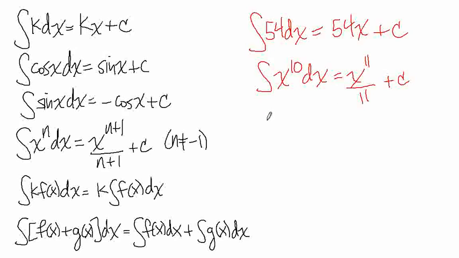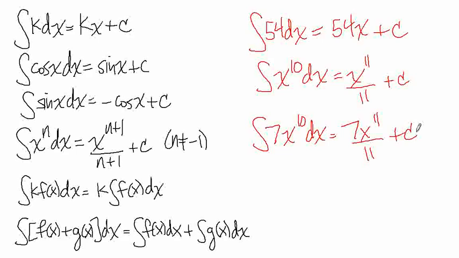What about the antiderivative of 7 times x to the 10? How is that going to change things? Well, according to the fifth formula, I simply multiply the old answer by 7. All right? I invite you to take the derivatives of the right sides of those red equations and convince yourself that they give you the original functions on the left side.